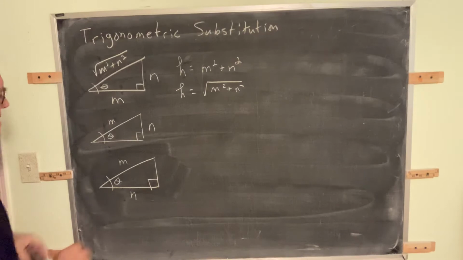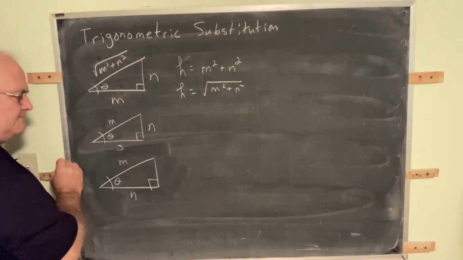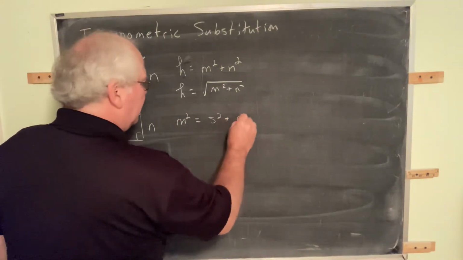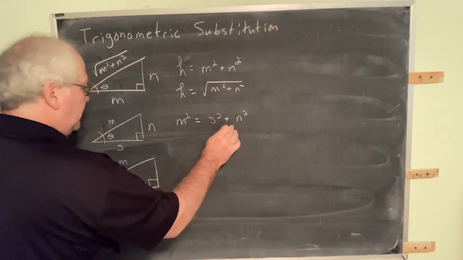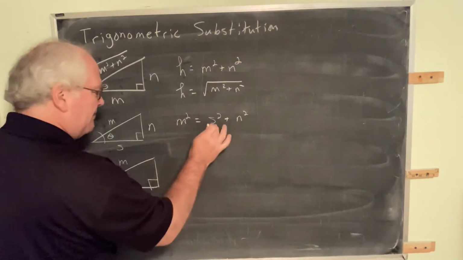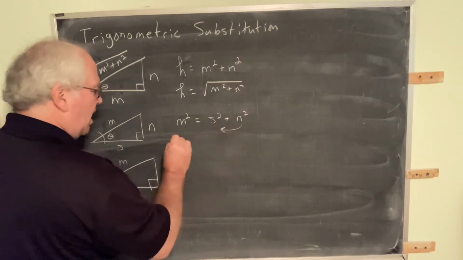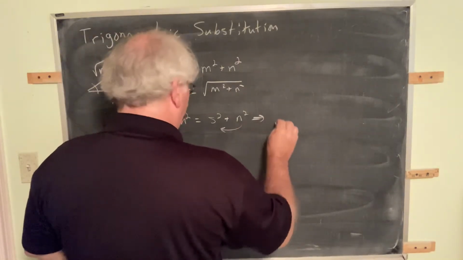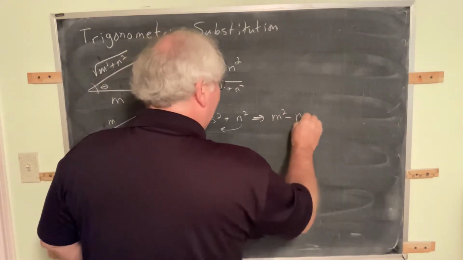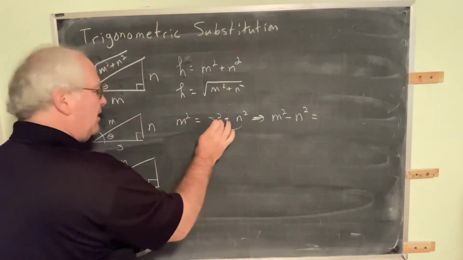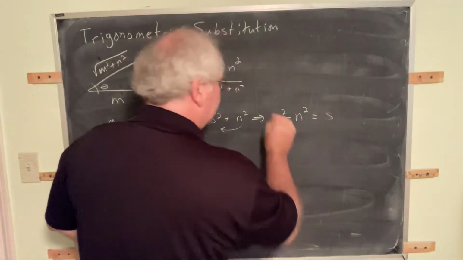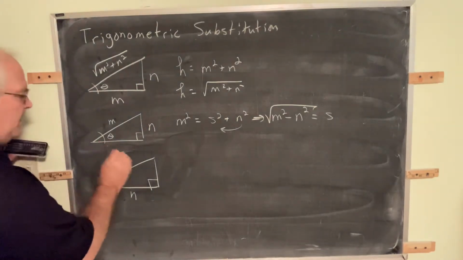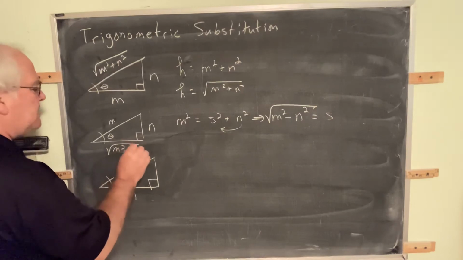Okay, now in this case, suppose I call this s for side. I know that m squared is equal to s squared plus n squared. But now I know m and I know n, and I want to find what s is equal to. So that means move this across. We know that m squared minus n squared is equal to s squared. But again, I don't want s squared, I want s itself, and so you introduce the radical again. So in this scenario, this is the square root of m squared minus n squared.